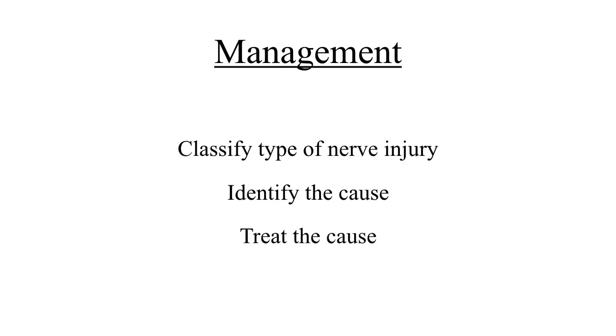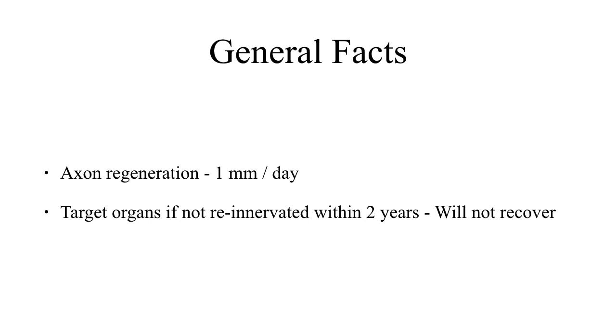How will you manage? First step is you have to classify the type of injury, whether it is neuropraxia, axonotmesis or neurotmesis. Next, identify the cause of injury, and third, treat the cause of injury. So the general facts are, when there is a nerve injury, the nerve regenerates at an extent of 1 millimeter per day, and hence it is a slow recovery. If the target organs are not re-innervated within 2 years, then the nerve is not going to recover.